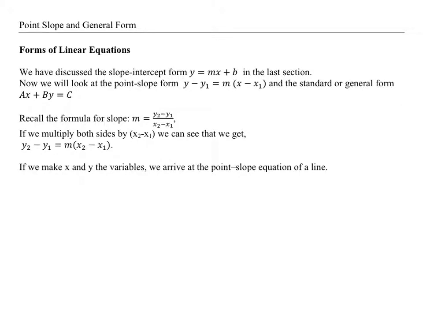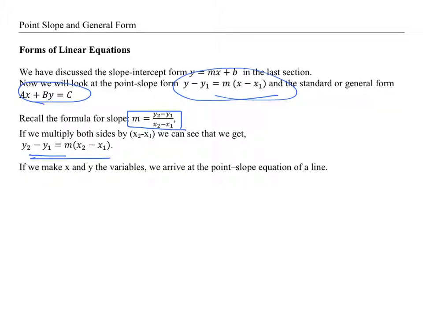Now we're going to talk about the point, slope, and general forms of lines. So far we've done the slope-intercept form, and now we're going to look at the point-slope form, which is this, and the general form, which is this. So now we know the formula for slope. We've used that. And if we multiply both sides by x2 minus x1, we're going to get this.